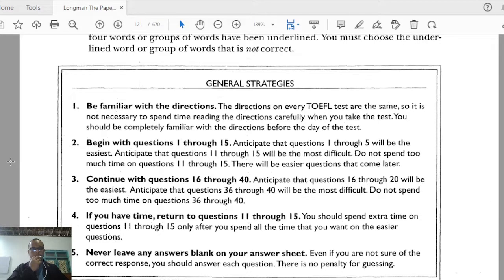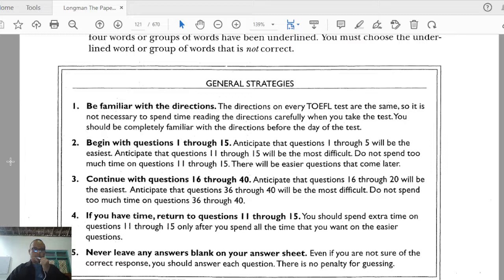Do not spend too much time on questions 11 to 15. There will be easier questions that come later. Ya. Jadi jangan terlalu terpaku pada soal-soal antara 11 sampai 15 ya, jangan terlalu dipikirkan. Ada pertanyaan-pertanyaan yang mungkin akan lebih gampang berikutnya ya. And then number 3, we continue with questions 16 through 40. Anticipate that questions 16 through 20 will be the easiest ya.